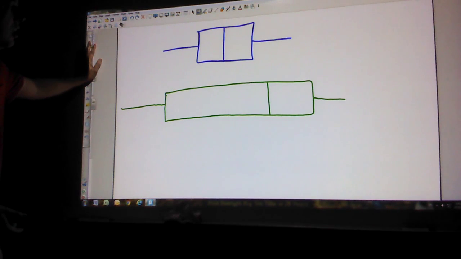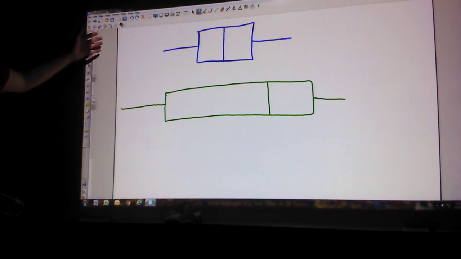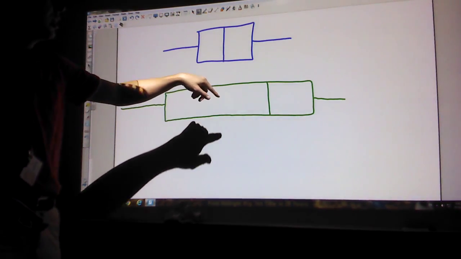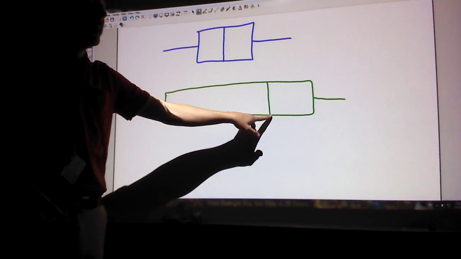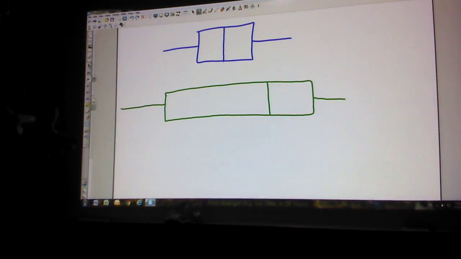Center, you want to compare, you don't want to just list. You want to say that green has a higher median than blue, or I suppose you could say that blue has a lower median. Do not say blue's median is 10, green's median is 18. Don't do that. Say which one is bigger, which one is smaller.